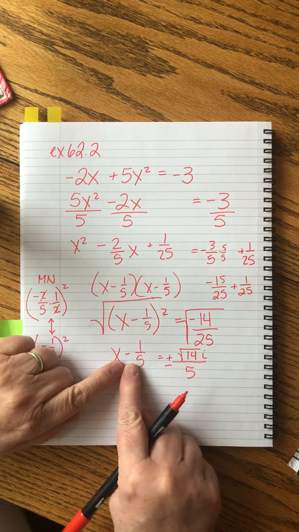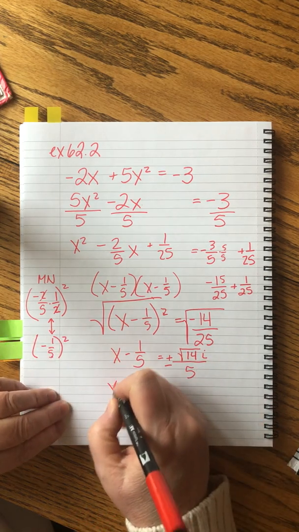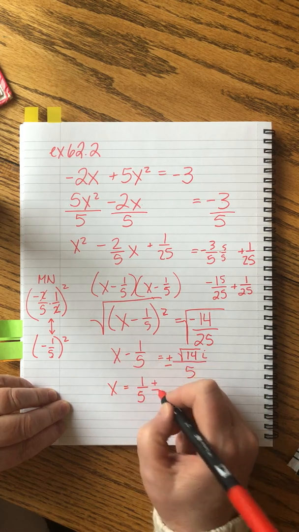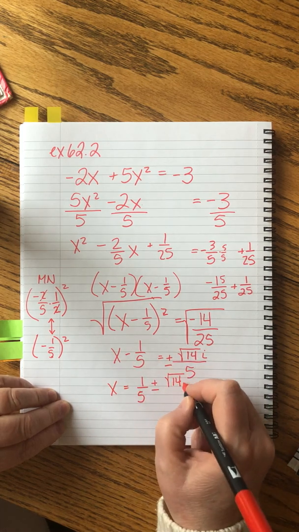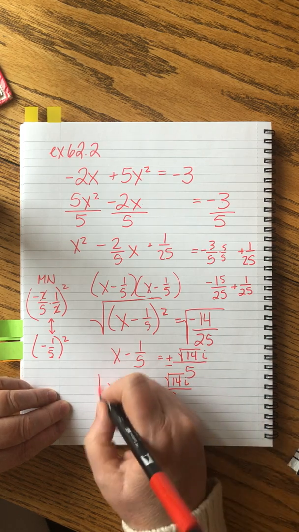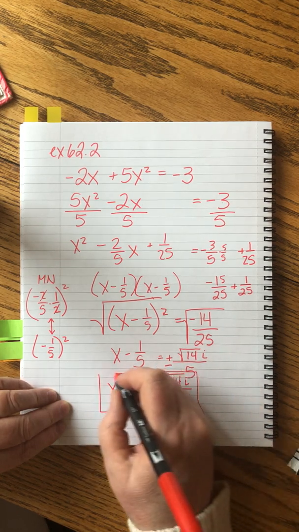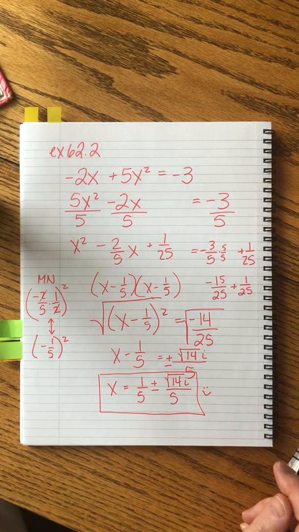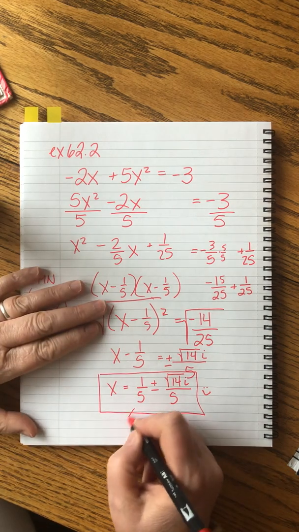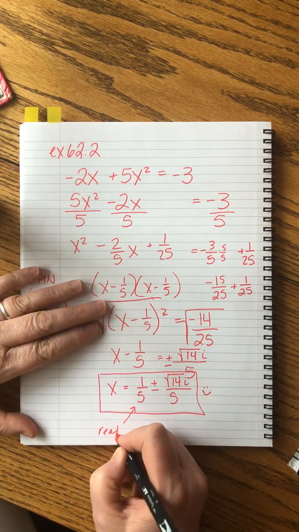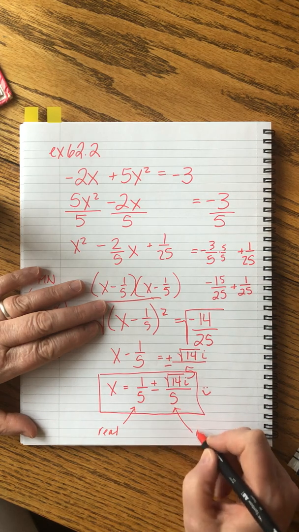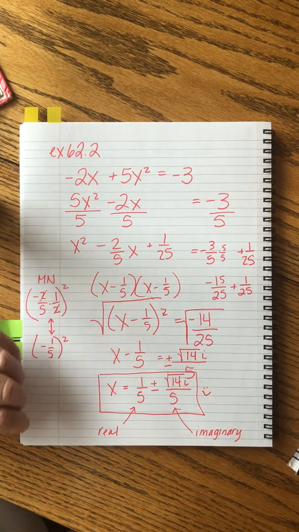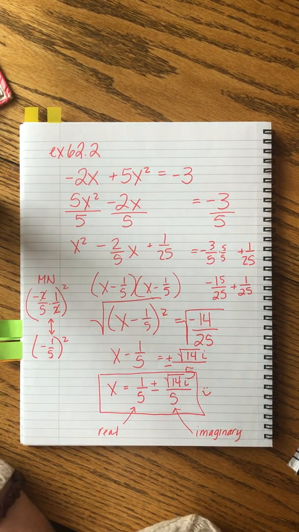And now our last step, we kick that 1/5 to the other side. It turns into a positive, plus or minus the square root of 14i over 5. That's our final answer. Sorry, I overlapped. We keep them separate because we want that a plus bi format. Remember, this is the real number, and this is the imaginary. Imaginary numbers cannot be found on the number line.